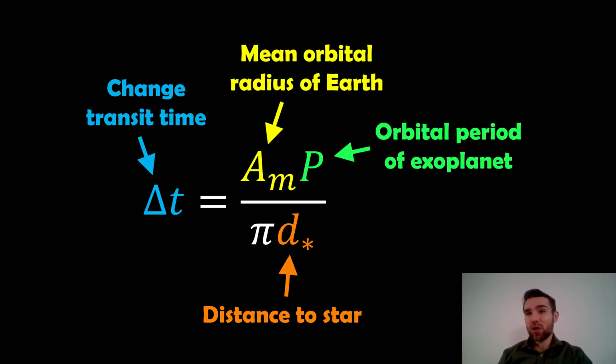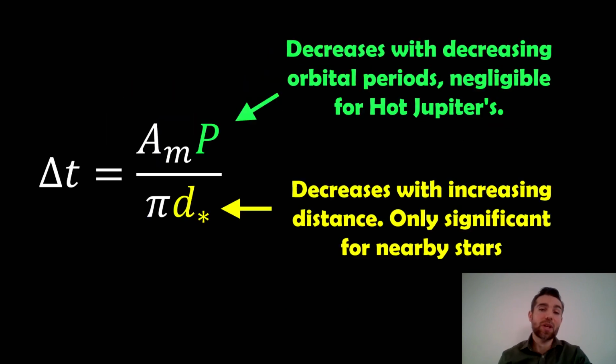So you should be able to see here, really, that as you get further and further away, your change in transit time is actually going to get less. So it's only really going to be relevant for exoplanets and stars that are quite close to us. As you get further and further away, that change in transit time is going to get smaller and smaller, to the point where it will be almost negligible.